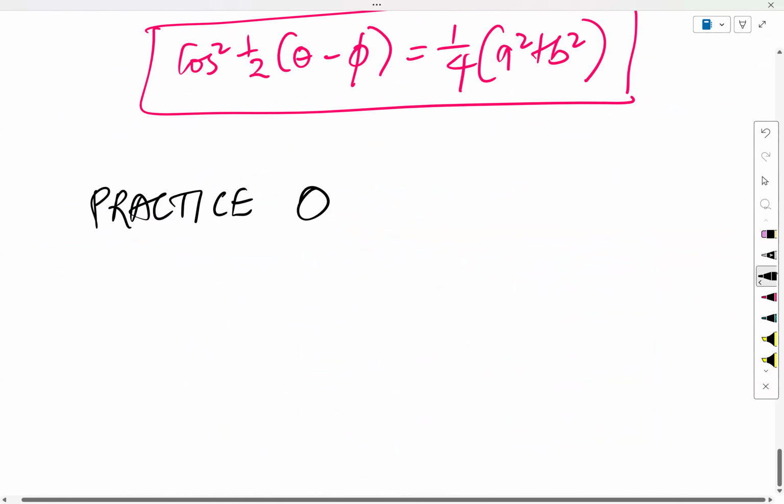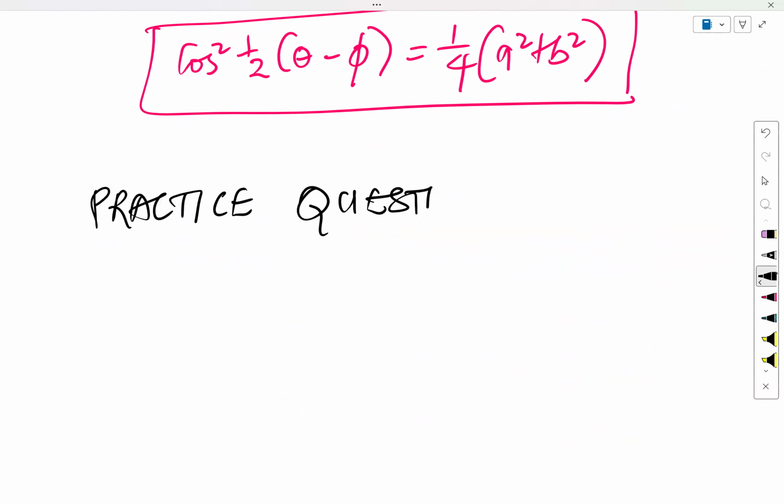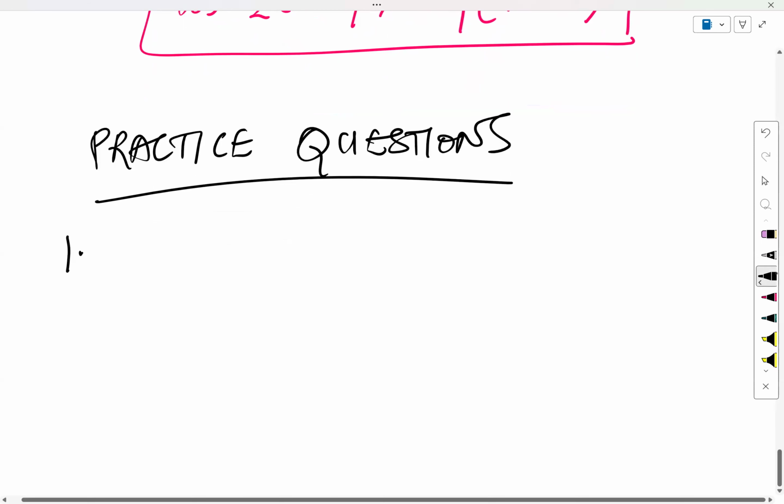Practice questions. Try your hands on these to be sure you really get the idea. I think I've done 3 out of the 5 examples, so you have 2 to tackle. The first practice question here would be this.